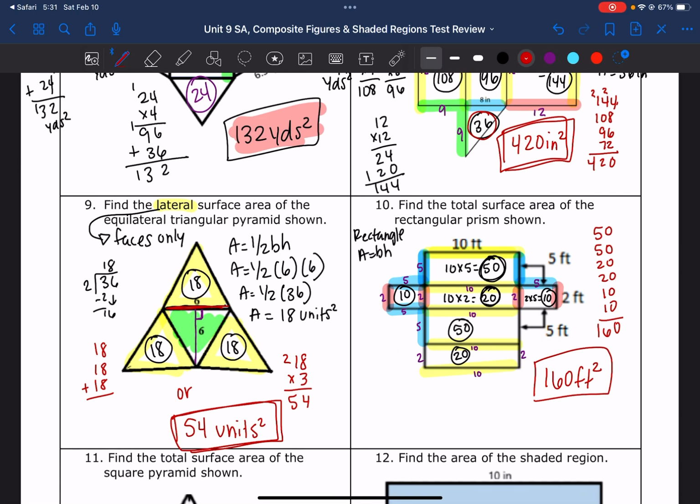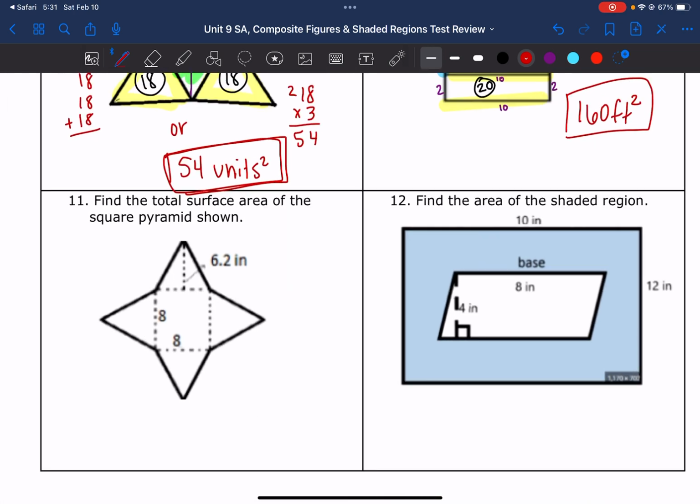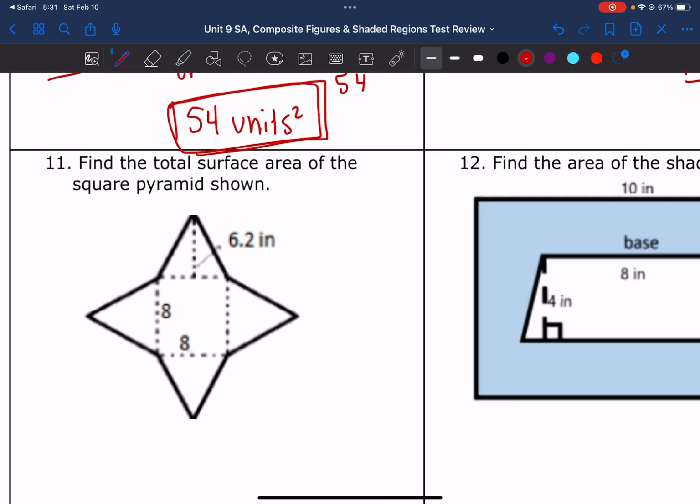Pause, take a moment, refresh your memory on how to find the length of each side so that you know what you're multiplying for each shape, okay? All right, let's continue on to number 11. Number 11 is a square pyramid. Now remember, this one's asking us for total surface area. This right here is a square, which means that every side is going to be 8, okay? Now, let's go ahead and see if we can find any other information, okay?